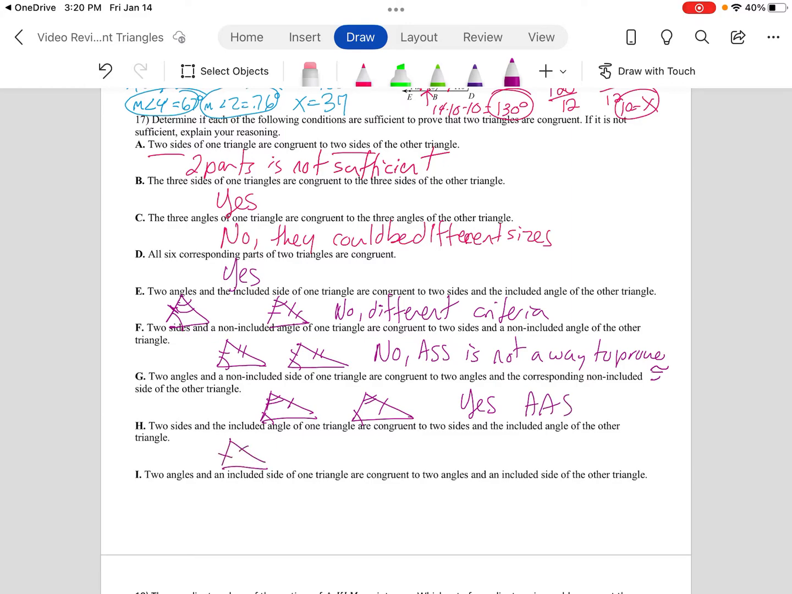2 sides and the included angle. 2 sides and the included angle. This is a yes. 2 angles and an included side of one triangle are congruent to 2 angles and an included side for the other, so this is also going to be a yes.